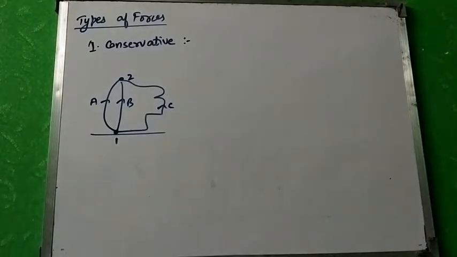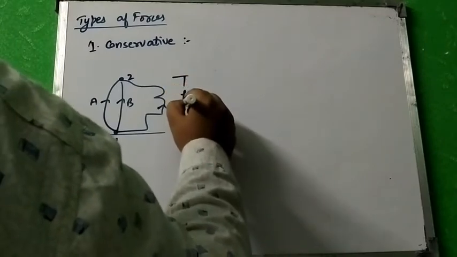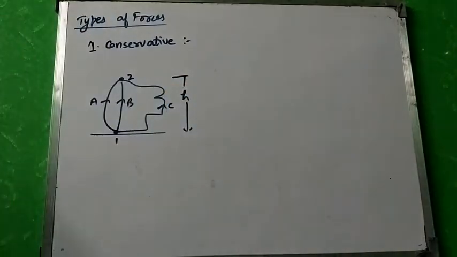But when the ball reaches from one point to the second point, then its potential energy change is anyhow mgh. So work done is equal to mgh whether I follow the path A, B or C. So in this case, work done by gravity is independent of the path. Work done by the gravitational force is independent of the path. So this force is conservative.